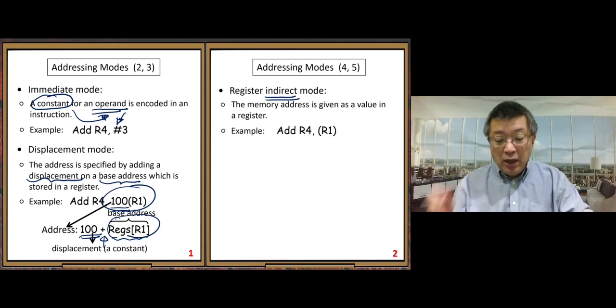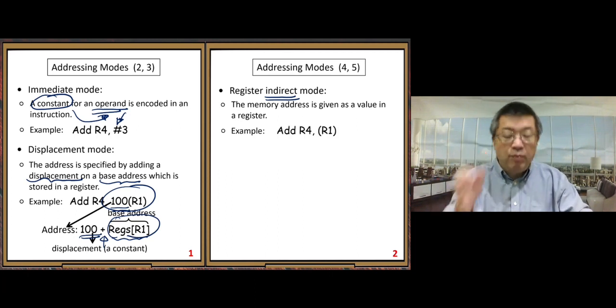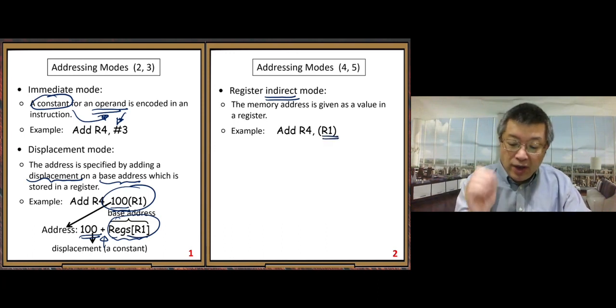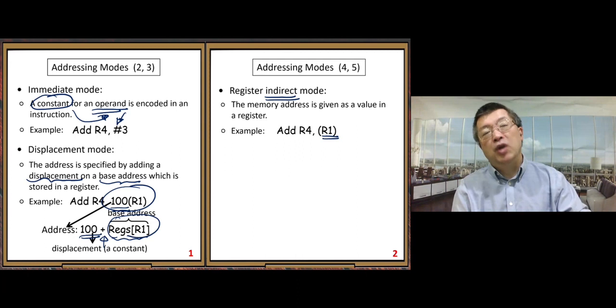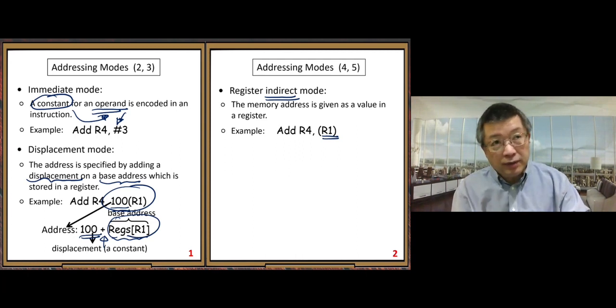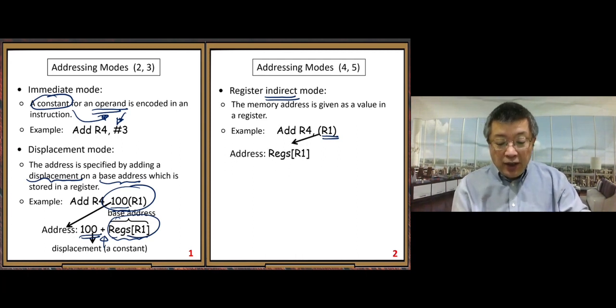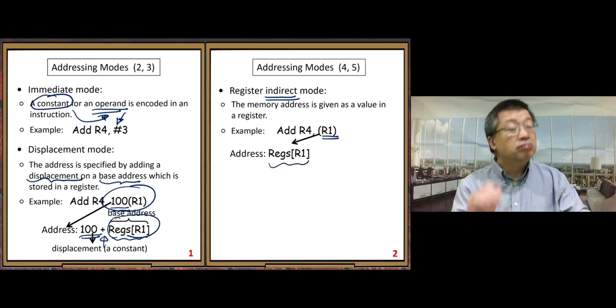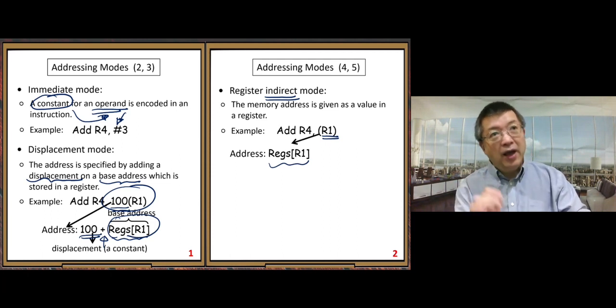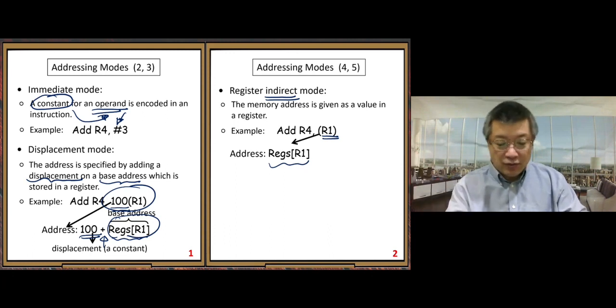Add R4, comma, parenthesis R1. So this is the register indirect mode. Not direct mode, indirect mode. Here, the address is stored as the value of register R1. So the address is this one. Then you get the value from the main memory. So what is the value?